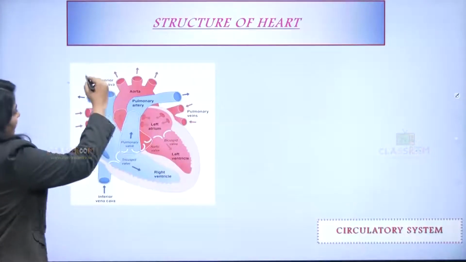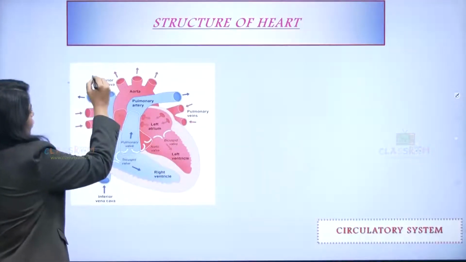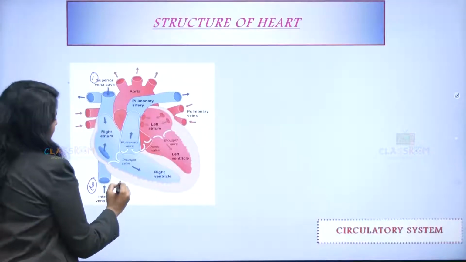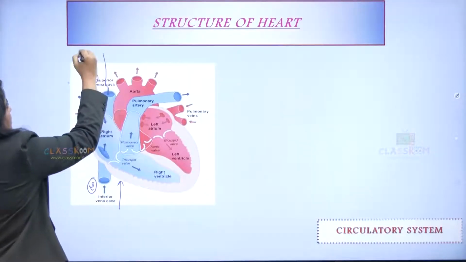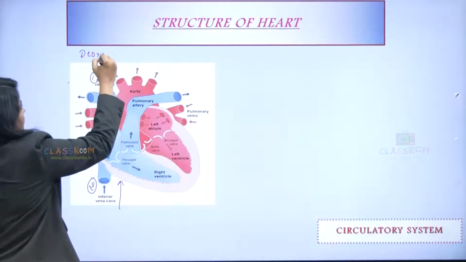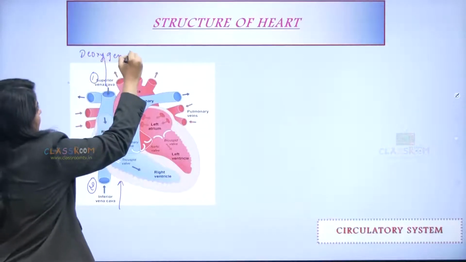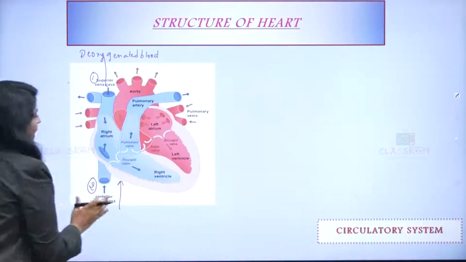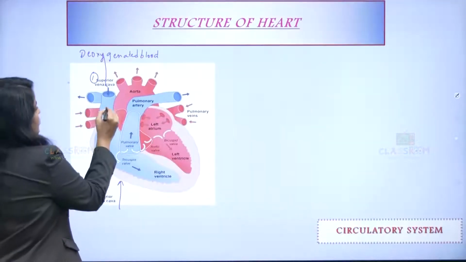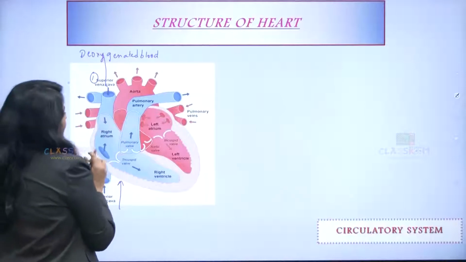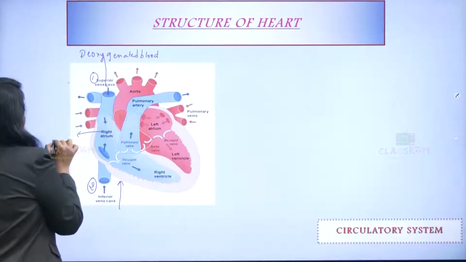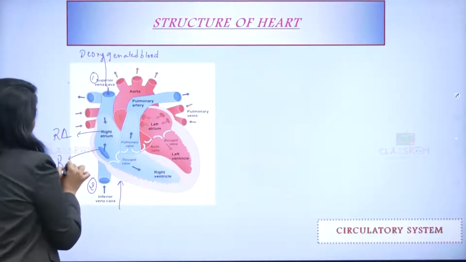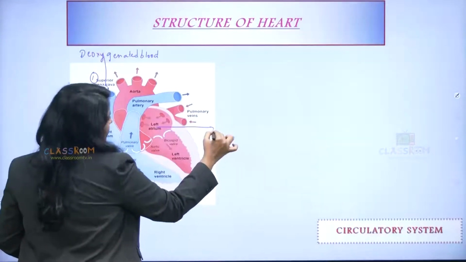So the blood enters the heart through superior vena cava and inferior vena cava, okay. So the deoxygenated blood is entering the heart through superior vena cava and inferior vena cava. It first enters the right atrium. Okay, these are very important parts. So first let us name the parts and go to the working. Okay.